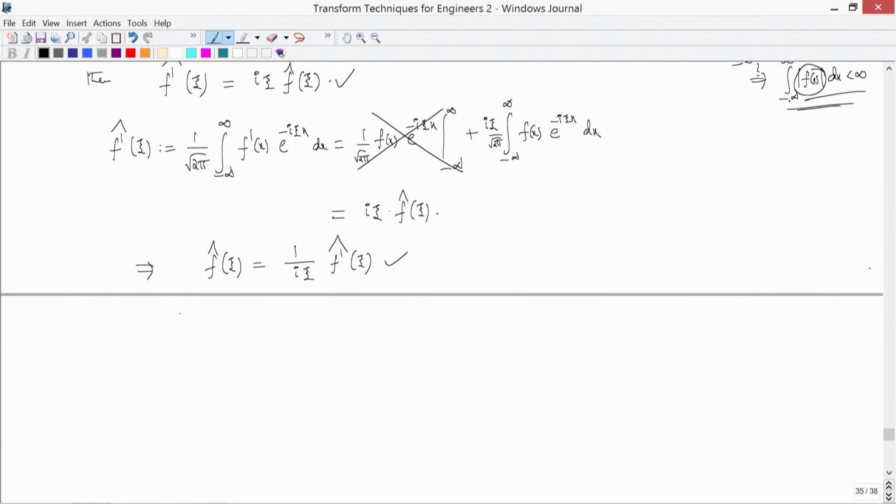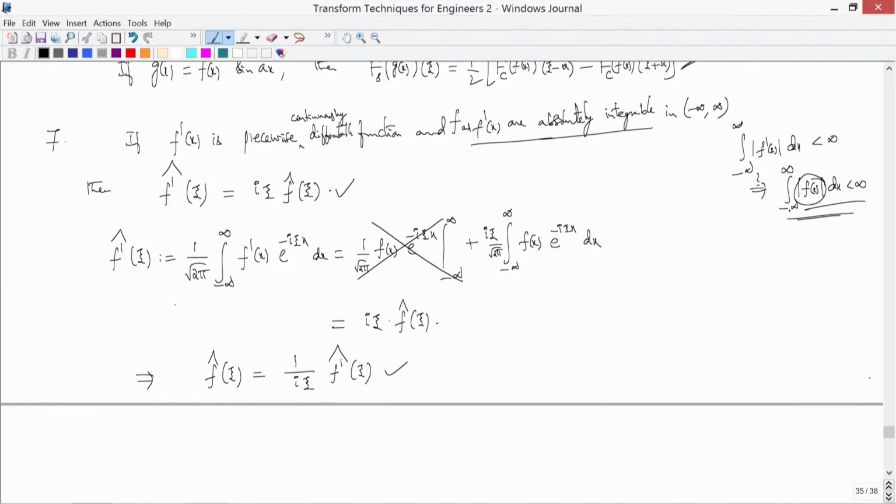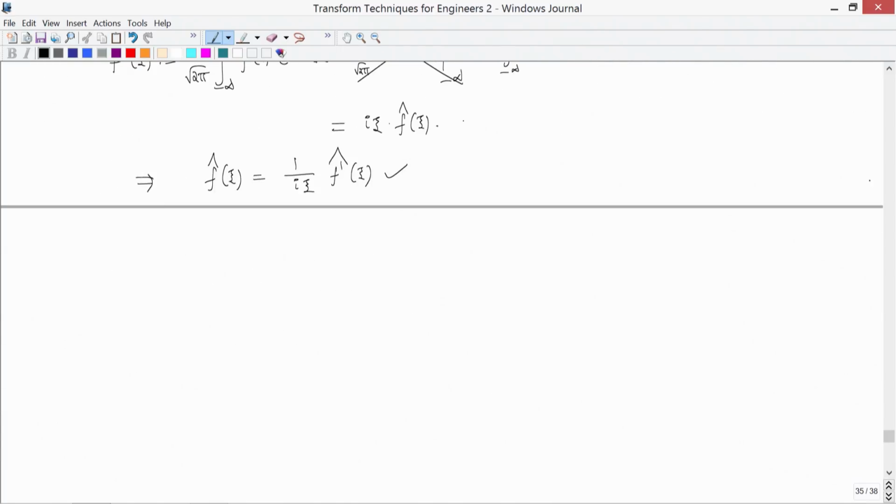If you go on repeating like this, suppose f is a smooth function, that means you take any derivative, the n-th derivative is a piecewise continuously differentiable function, and f, f dash, up to the n-th derivative are absolutely integrable. Then you can repeat this process any number of times to see that f cap of xi, which you can write as 1 by i xi times f dash cap of xi.